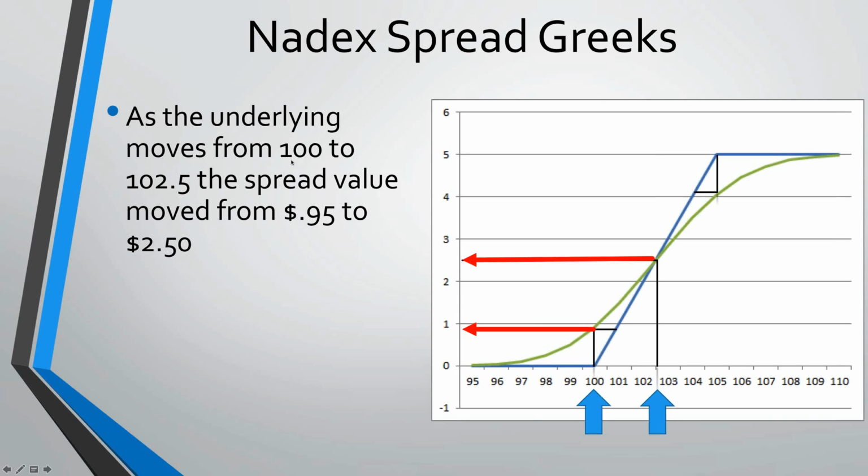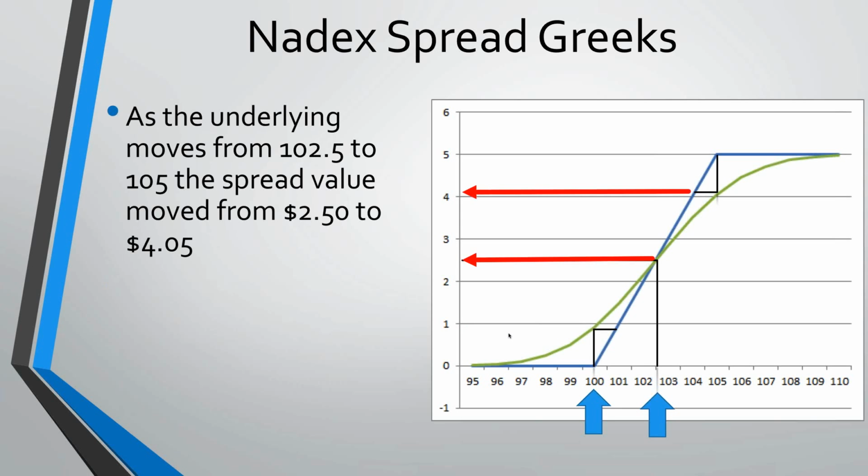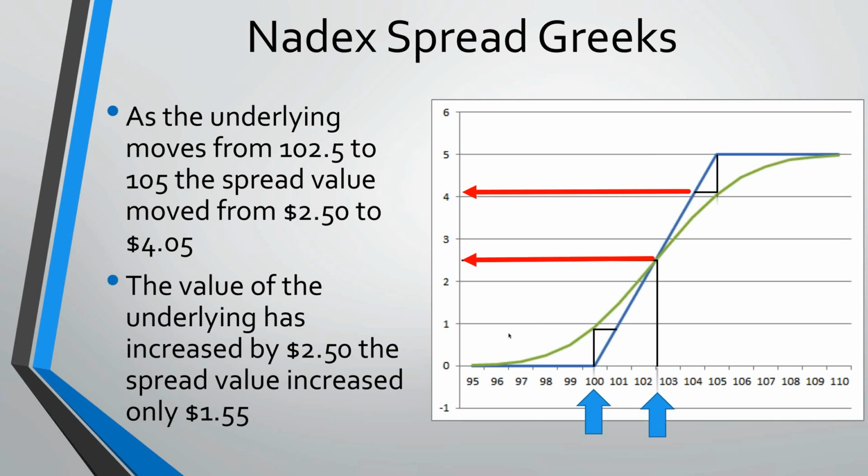As the underlying moves from 100 to 102.50, the spread value moved from 95 cents to $2.50. The value of the underlying has increased by $2.50, but the spread value increased only $1.55. You're going to learn real quick that that's actually the delta, as Bob was talking about. With a delta, the underlying may move $1, but the spread does not move that same dollar. This is an example of it. Now, as the underlying moves from 102.50 to 105, the spread value moved from $2.50 to $4.05. So the value of the underlying has increased by $2.50, and the spread, again, has only increased by $1.55.